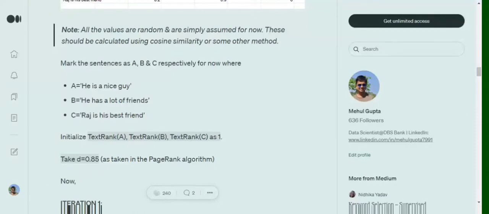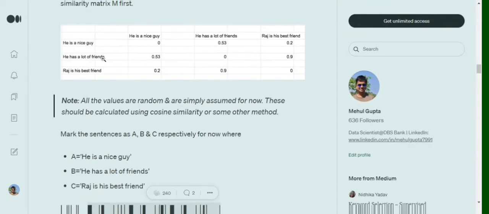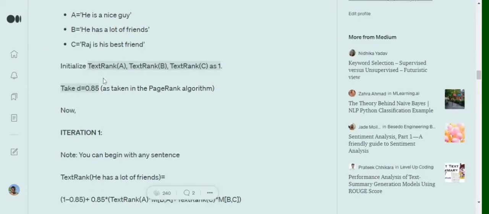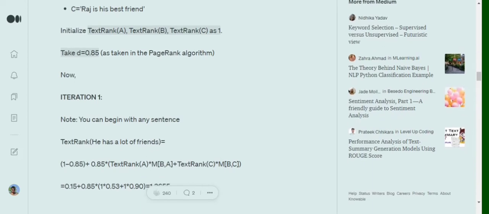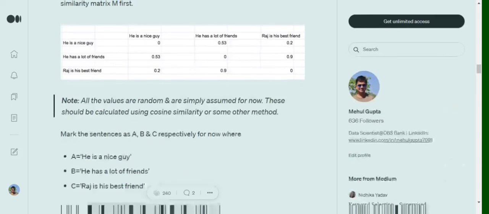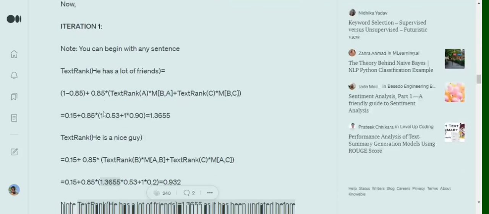Let's move ahead with the formula and recalculation of the TextRanks for each of the sentences. Assume these sentences to be sentence A, sentence B, and sentence C. We'll assume that the TextRank initially is 1 for each of them. Now, the damping factor is considered as 0.85, as we discussed earlier. Let's move on with our first iteration, where we're trying to recalculate the TextRank for he has a lot of friends, that is sentence number B.